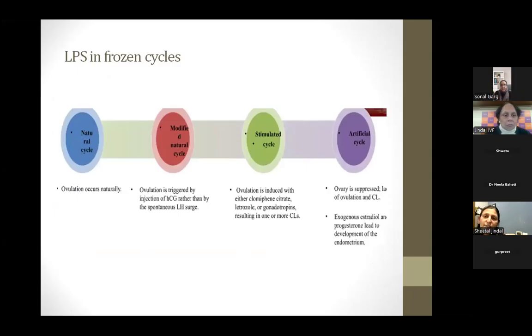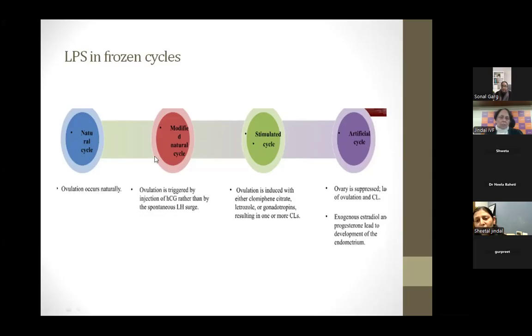Now, coming to luteal phase support in frozen cycles. These days frozen cycles are the norm. We are doing more and more frozen embryo transfer cycles. Once the embryos are frozen, we have an option of transferring the embryo either in a natural cycle, a modified natural cycle, a stimulated cycle, or an artificial cycle. In a natural cycle, we are depending naturally on the corpus luteum progesterone production, and I will discuss that later in my later slides.